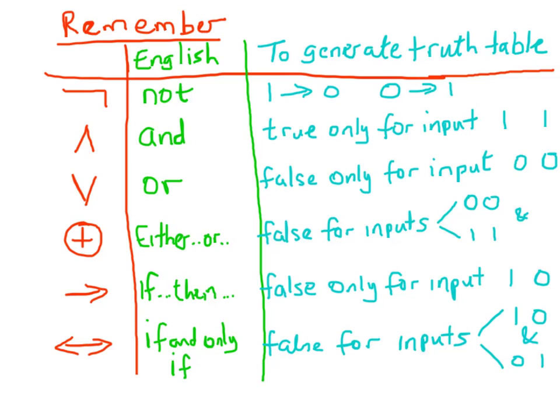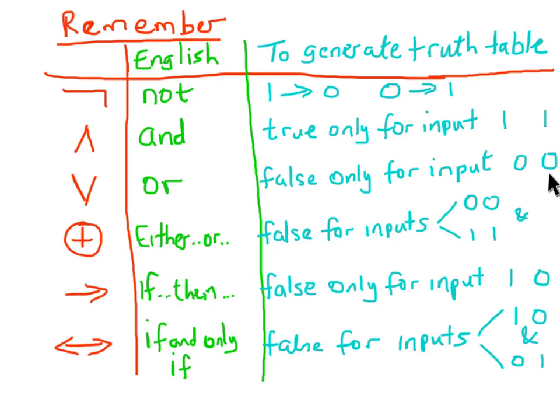The English not in logic represents this symbol here. And to generate the truth table for the not symbol, you change 1 to 0 and 0 to 1. The English and in logic is represented by this symbol here. And to generate the truth table for AND, remember that AND is true only for the input 1, 1. The next symbol in English represents OR. It's called the inclusive OR, and it has this symbol here.